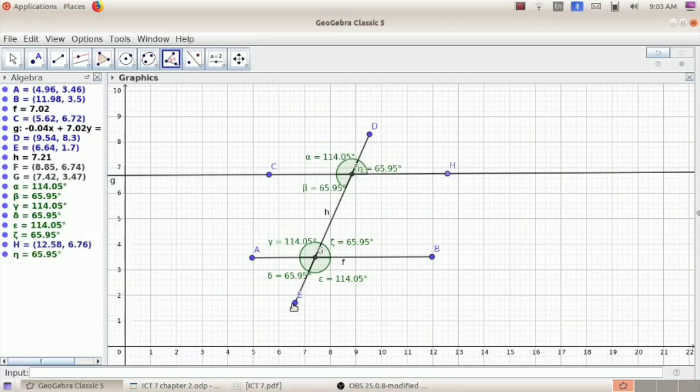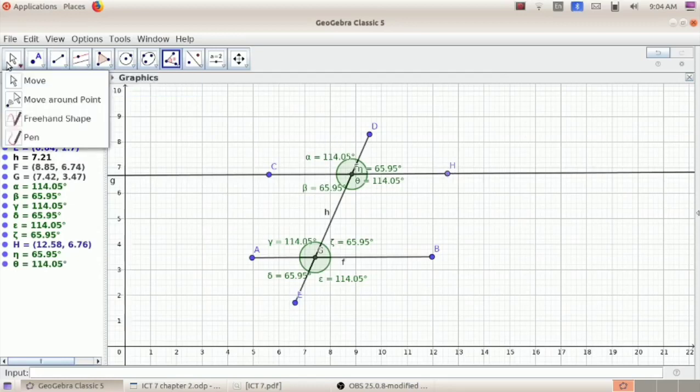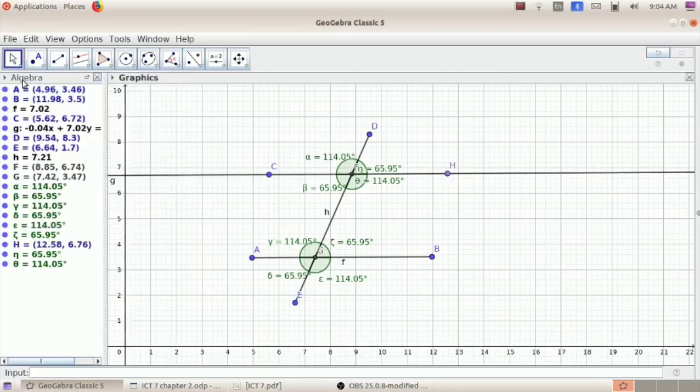Then find this angle, that is HFE. So click in anti-clockwise direction. E, F, H. Now I'll use the move tool and move these labels like this. Now we got all the angles between these lines.